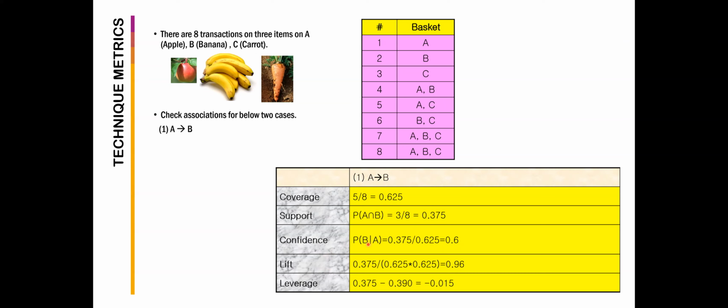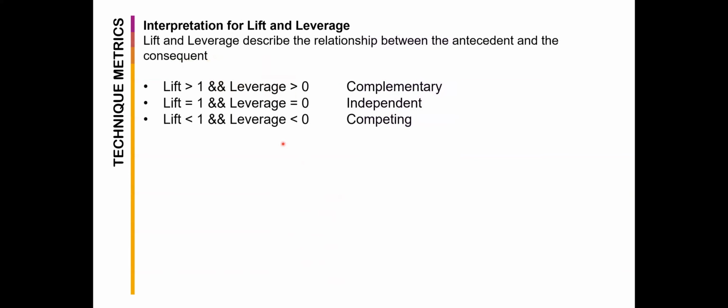Confidence is the number of transactions containing B given A. So we can simply divide the support by the coverage. So 0.375 over 0.625, which is 0.6. That's the confidence of the rule A→B. And then we follow the calculation for lift and leverage, and we come up with 0.96 for lift and negative 0.015 for leverage.